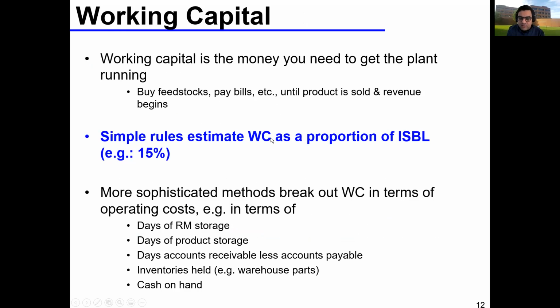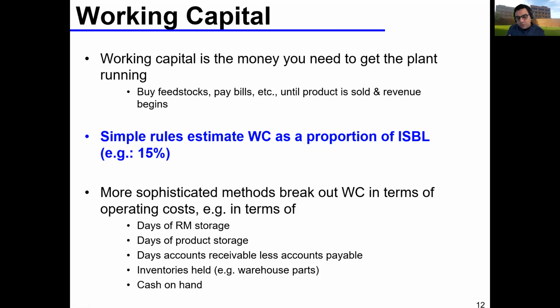until you start producing and you start selling your product and the plant starts generating money. Most of the time you don't have enough information, or you can't predict that far in the future to know how much working capital you're going to need. So usually you estimate the working capital as a proportion of your inside battery limit cost. And as you can see, we're starting to have a trend here. Most important thing is to estimate your inside battery limit. Then everything else will be an estimated percentage of it.